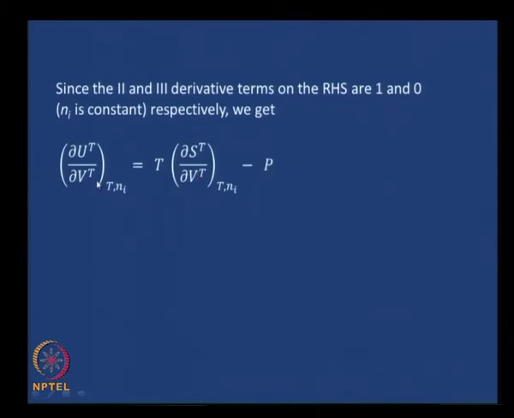Therefore, what remains of that equation is ∂Ut/∂Vt at constant T, Ni, this was the initial left hand side. The first term remains, equals T ∂St/∂Vt at constant T, Ni, and since this has gone to 1, whatever accompanied P here, we just have P remaining, minus P. So, ∂Ut/∂Vt at constant T, Ni equals T ∂St/∂Vt at constant T, Ni minus P.